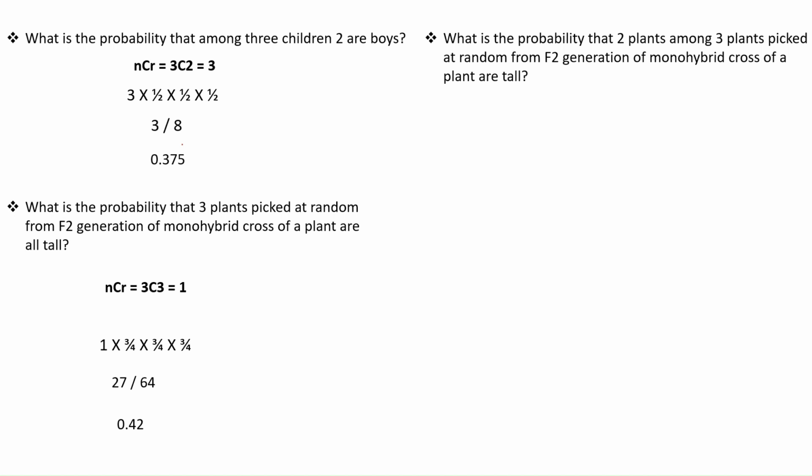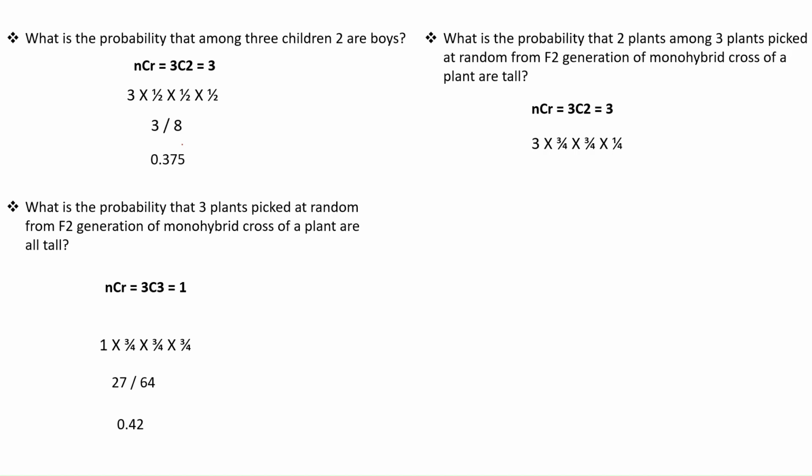Next question, what is the probability that 2 plants among 3 plants picked at random from F2 generation of a monohybrid cross of a plant are tall? Here total items are 3 but we want to pick 2. 2 should be tall, that means 1 can be dwarf. So here it is 3C2. 3 is total outcomes, total events, 2 our desired outcome with respect to tall, that is equal to 3. So here number of ways 3.